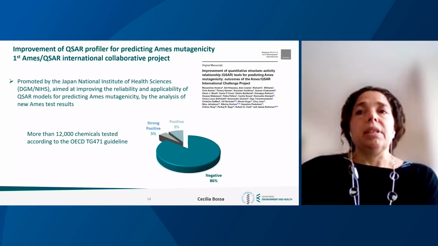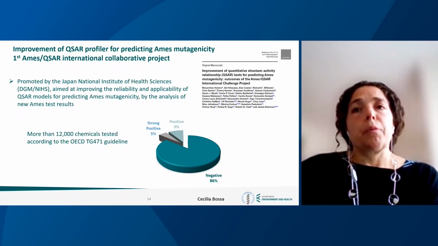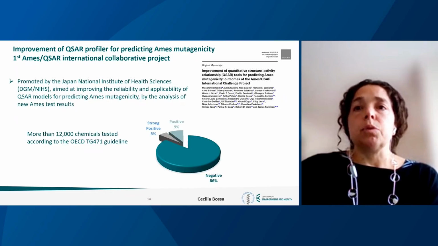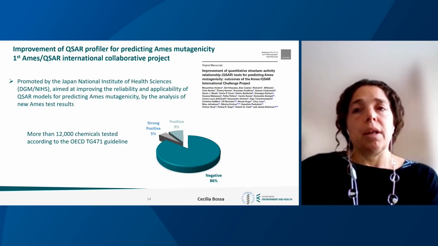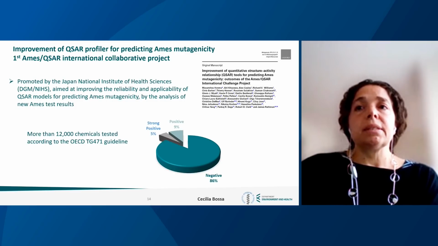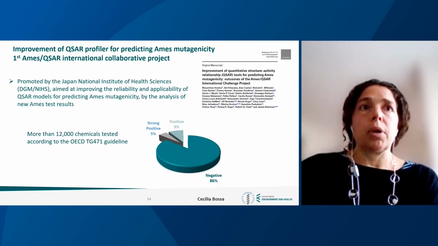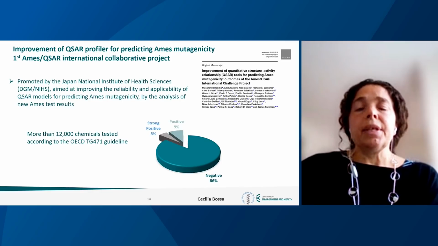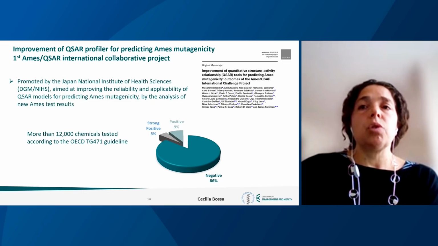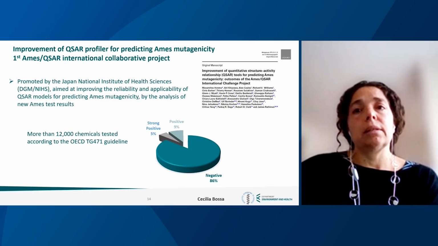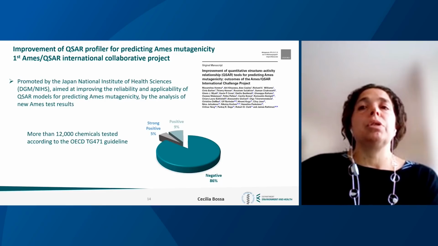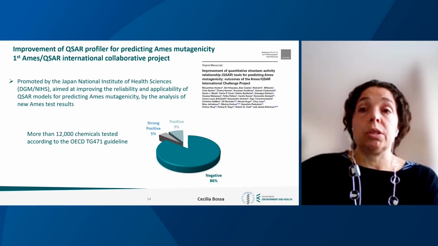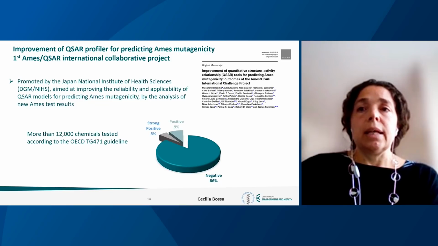Another research activity concerned the improvement of QSAR profiler for predicting AIMS mutagenicity. In 2014, the Japan National Institute of Health Science launched the first AIMS QSAR International Collaborative Project. In three successive phases, they provided a number of modelers with approximately 12,000 new AIMS results on chemicals that have not been previously used for developing QSAR models. This dataset is also very unbalanced toward negative results.